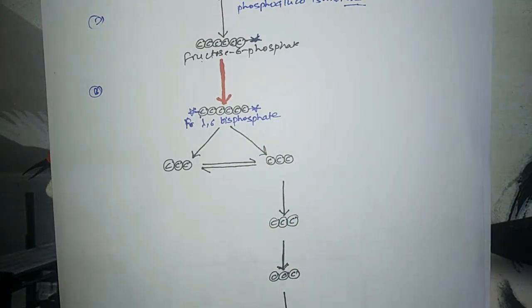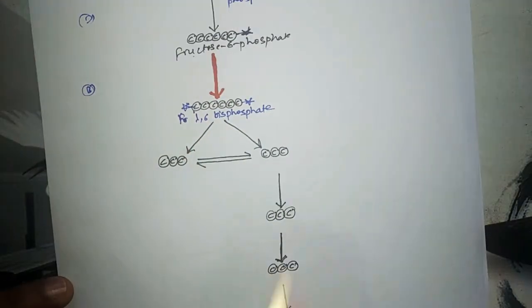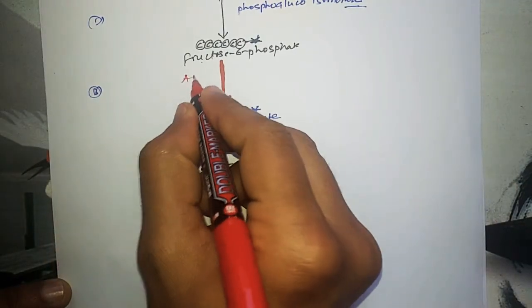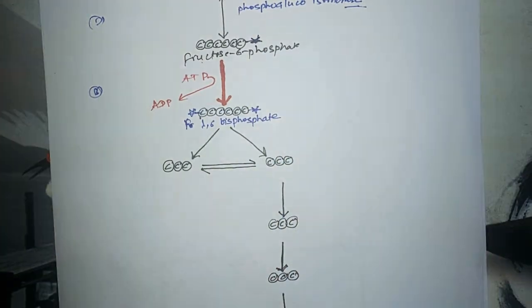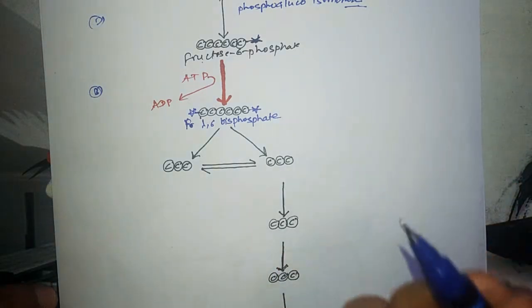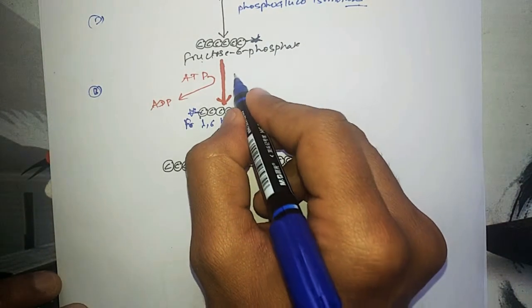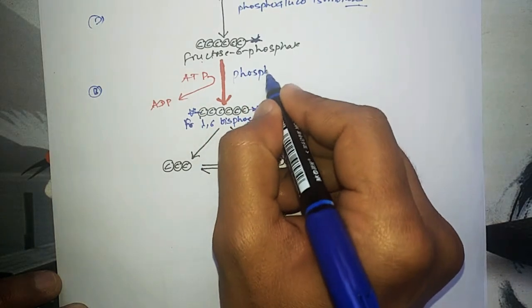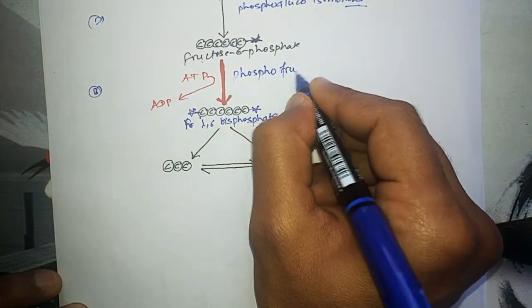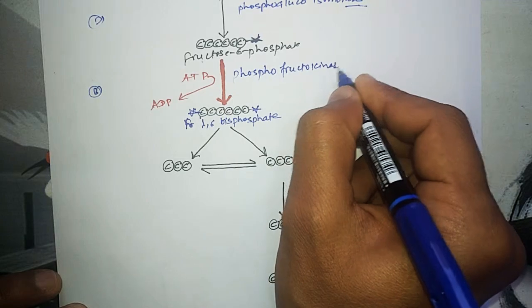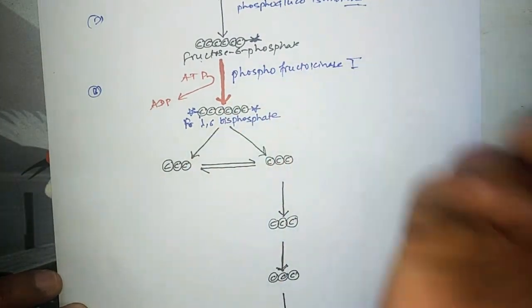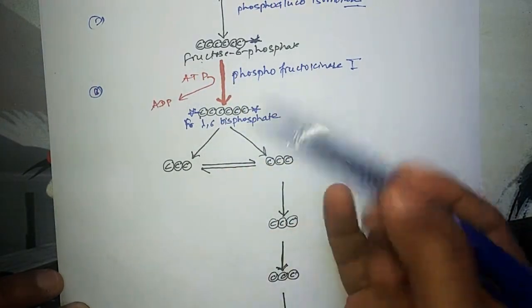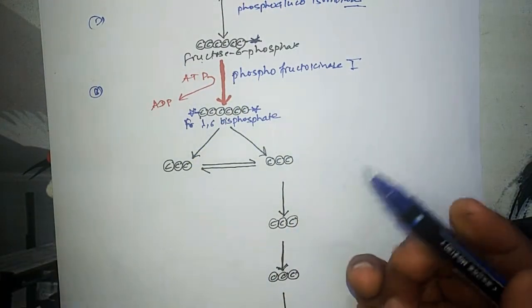And again this one phosphate will come from ATP and it will release ADP, and as this is a phosphorylation, again any kinase enzyme is going to work here, and the enzyme which is going to work here is phosphofructokinase 1. Phosphofructokinase 1 is going to phosphorylate the fructose 6 phosphate into fructose 1,6 bisphosphate.